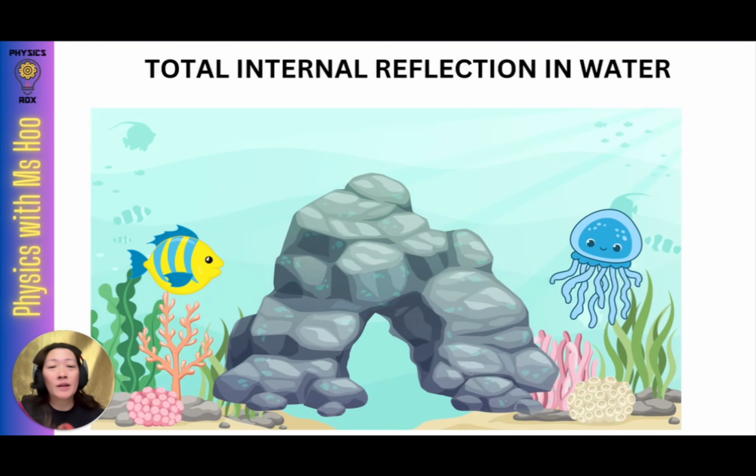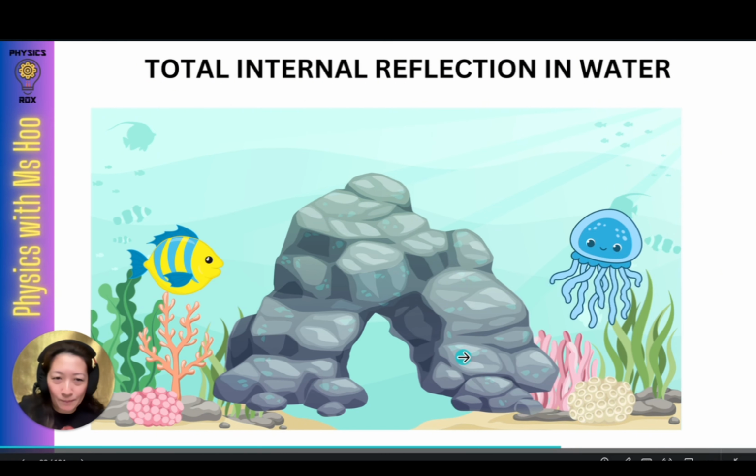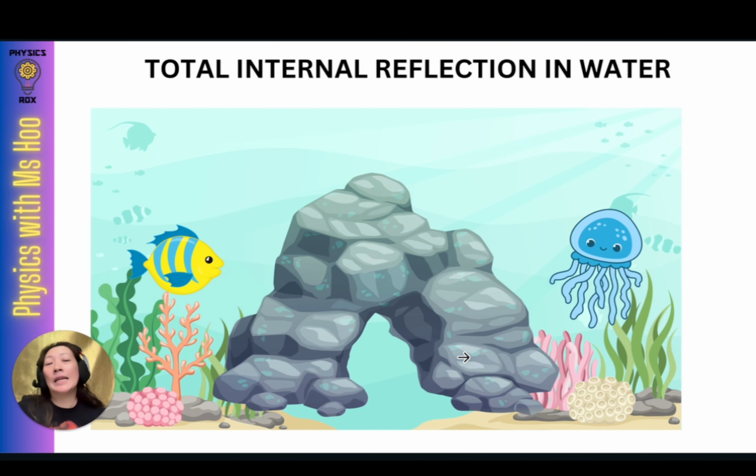So for example, if you were a fish, you can actually see other underwater creatures behind a rock because of total internal reflection. So if you were the fish, or maybe if you want to be the jellyfish, let's say we want to try to look at each other. The rock is in the way, so whatever love story you're supposed to have, it's not going to happen, right? Not necessarily, because total internal reflection can happen easily in water.